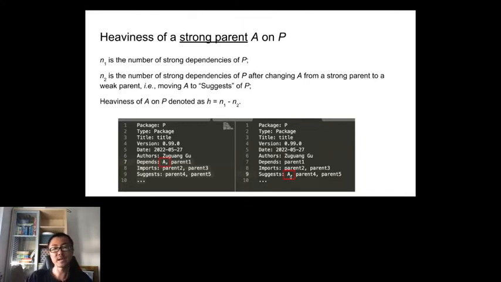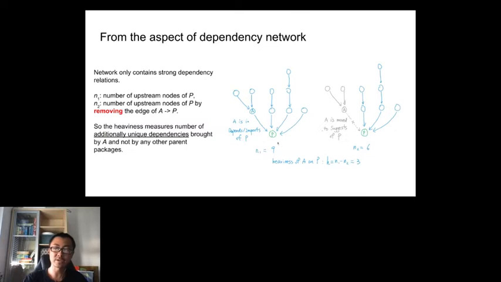So from the aspect of the dependency network, these are the networks which only contain the strong dependency relations. So N1, this is package P, the green node. N1 is the number of the upstream nodes of P, the number of blue nodes.